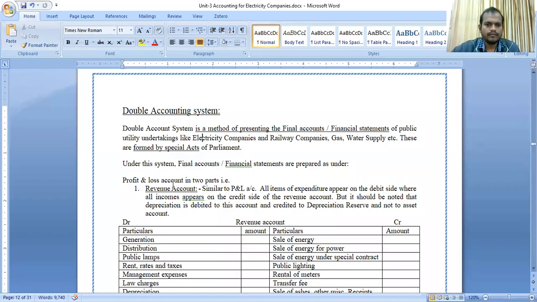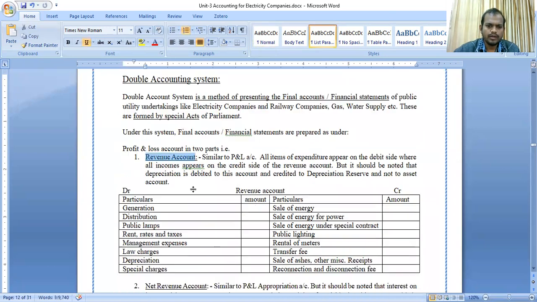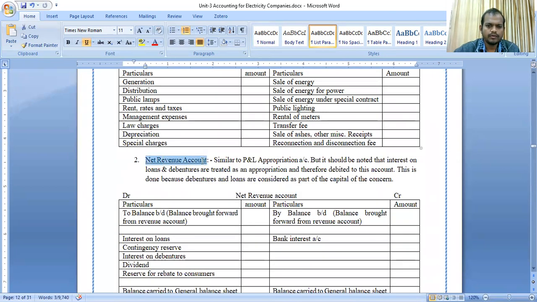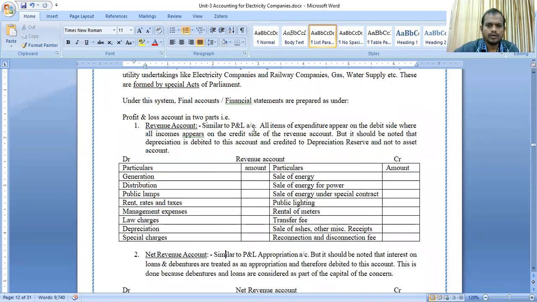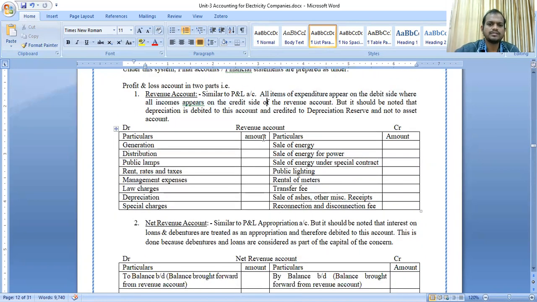So how to prepare final accounts under double account system? The profit and loss account is in two parts, that is a revenue account and a net revenue account. Under revenue account, we record expenditures and incomes, and whatever the appropriations we will record in the net revenue account. So net revenue account is similar to profit and loss account.